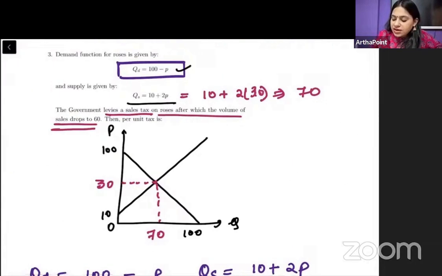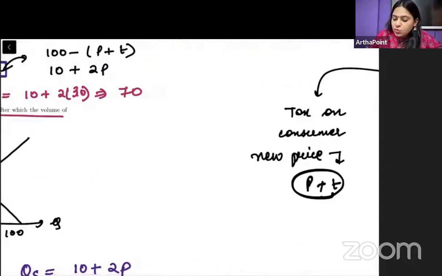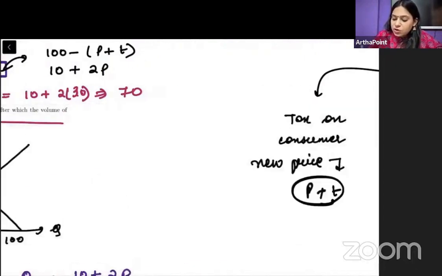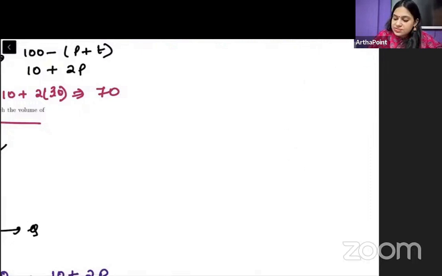So my quantity demanded, I am going to rely on the consumer, will become 100 minus... Now the new price faced by the consumer will be P plus T, and producer will still face the price P, right? So how can we find out the equilibrium in this case? So if I were to go ahead and find the equilibrium, what will happen? Let me create some space.